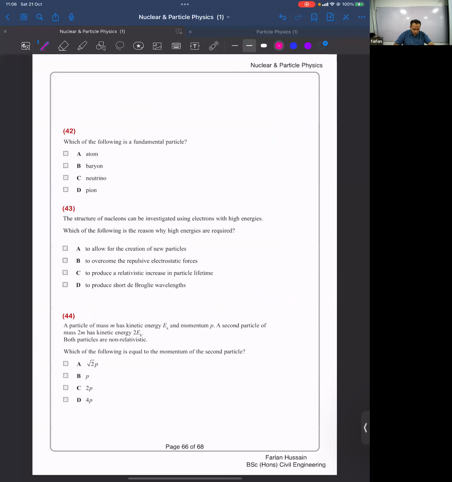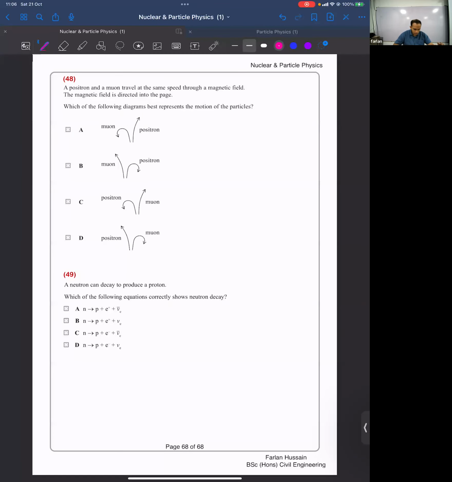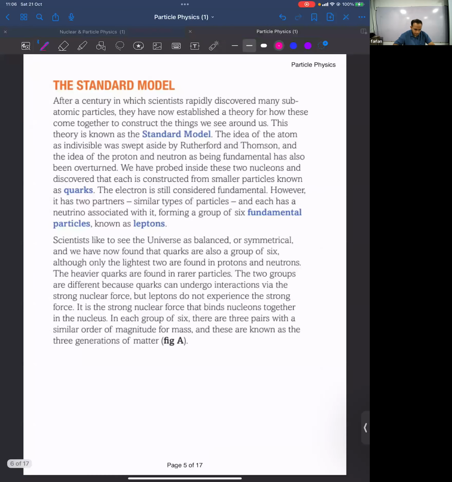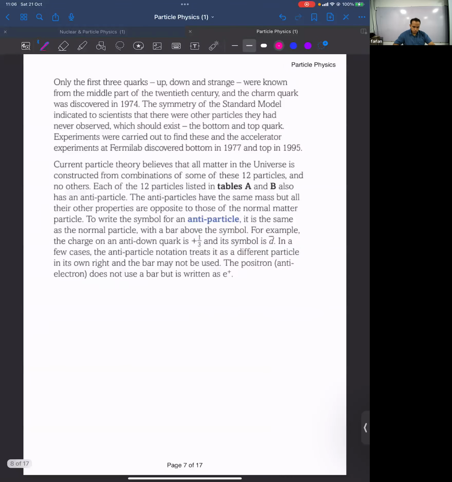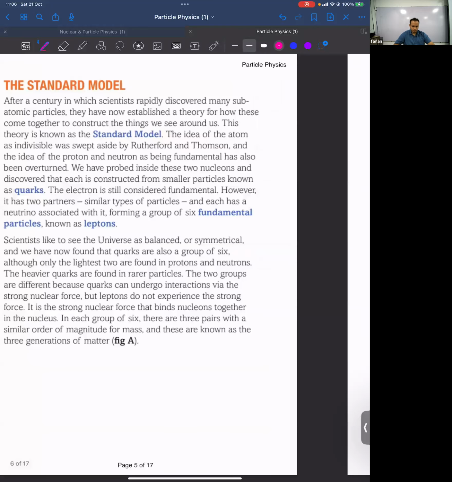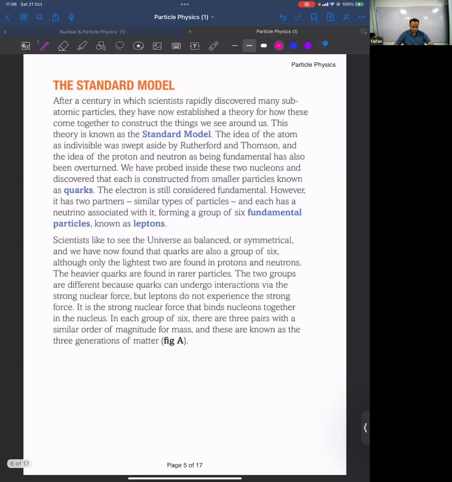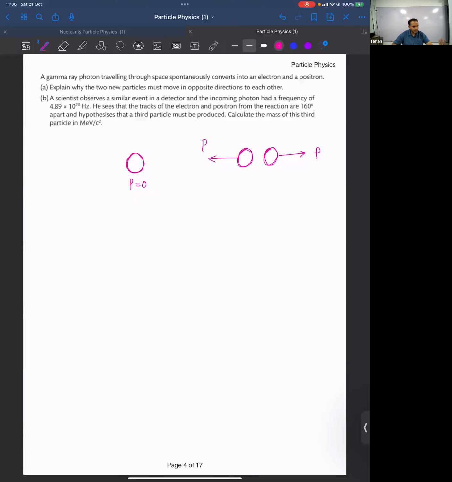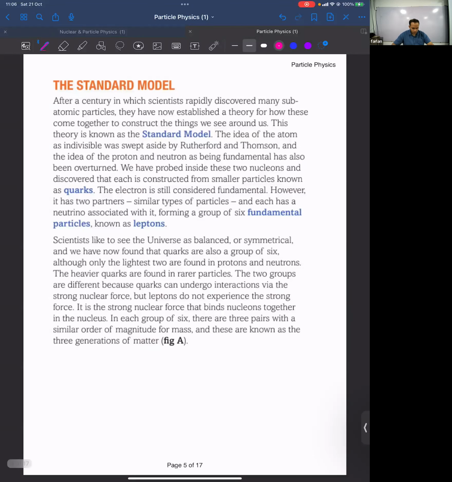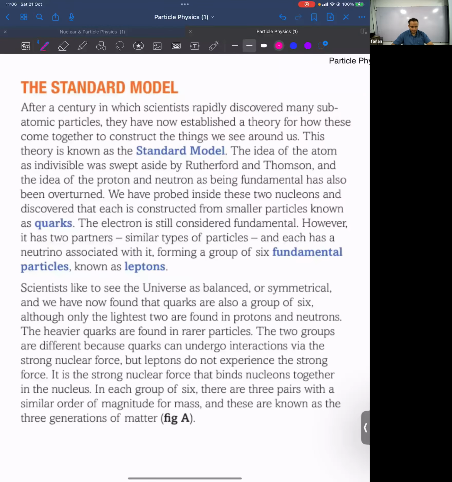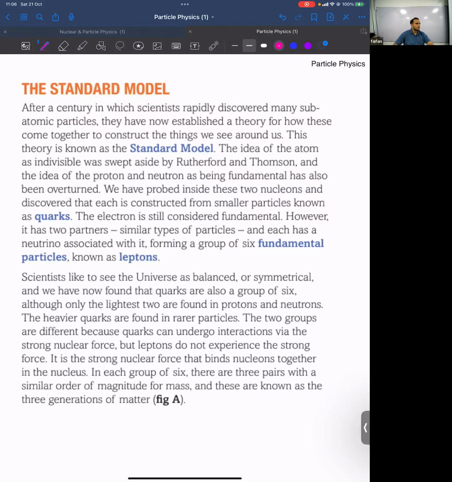Right. Then, yeah, get back to the theory. Page number 5. The theory tube, page number 5. Not necessarily. Okay. The standard model. Not necessary.